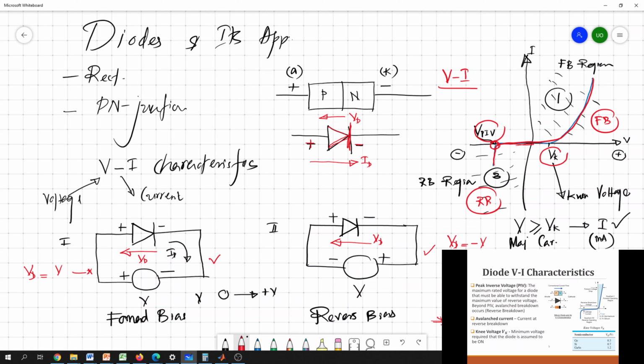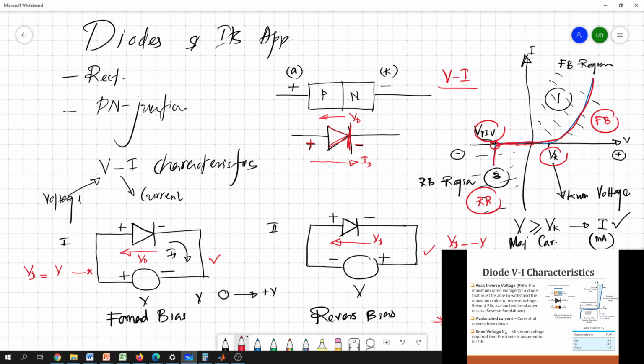So Vk, or the knee voltage, is actually the barrier voltage of the PN junction. We know that once the applied voltage is greater than or equal to this barrier voltage, or the knee voltage, we can see current flow through the diode. Otherwise, you can't see any current flow through the diode. So these are the two conditions that need to be satisfied in the forward region or reverse region.